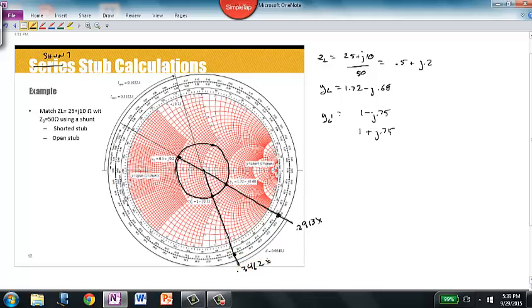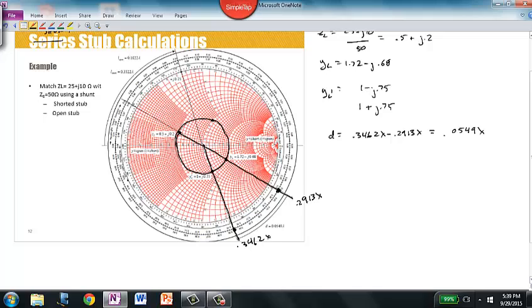I see that that's 0.3462 lambda. So I can determine D, which is the distance from the load to the insertion of the matching element. That's going to be 0.3462 lambda minus 0.2913 lambda. And so I get a transmission line length from the load to the matching element of 0.0549 lambda. So that tells me where to put the element in. The next thing I need to do is determine the length of either the shorted stub or the open stub, whichever one I want to use.